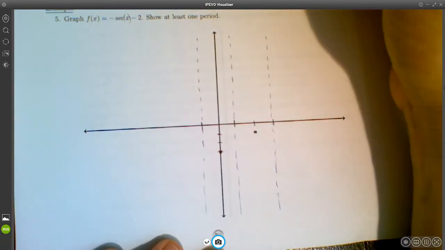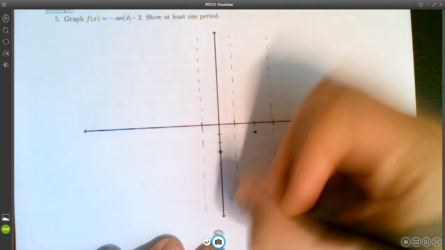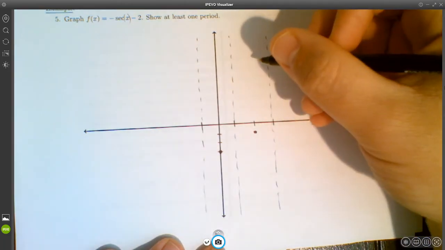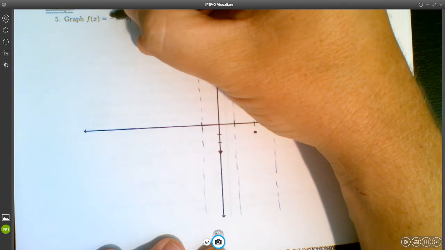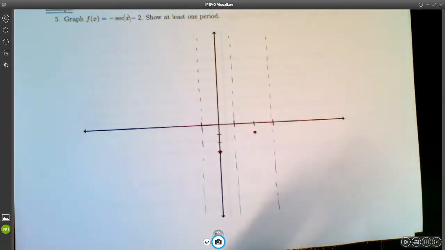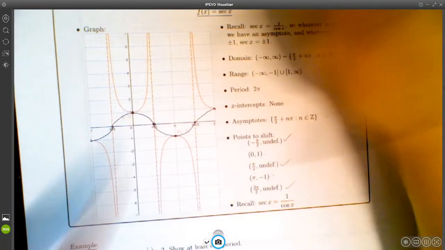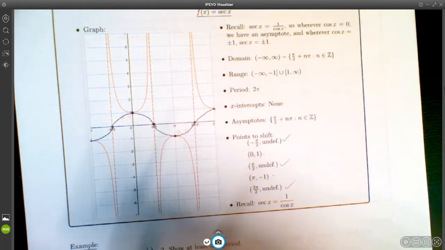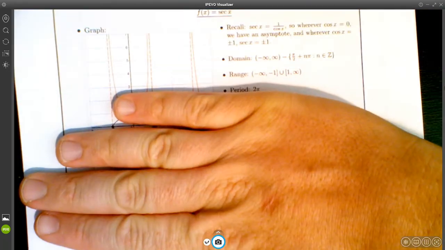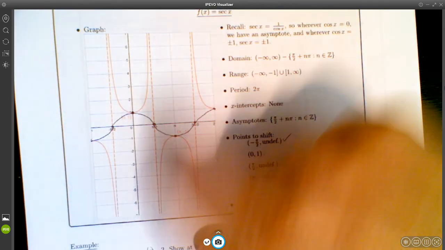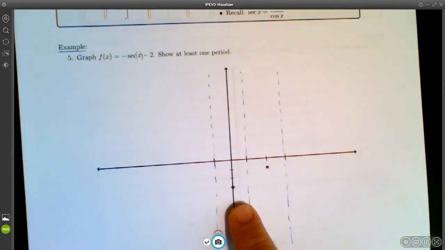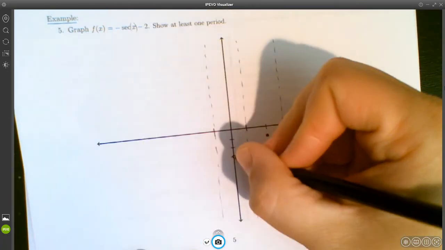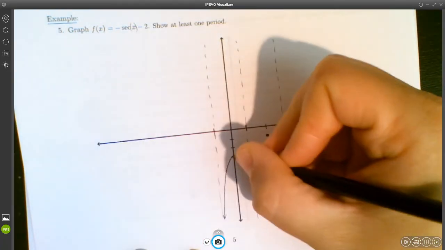What you should have instead is this one pointing down and this one pointing up. And that makes sense because of this negative sign here. We've flipped over the secant function. So even though the one that's opening up is usually on the left and the one that's opening down is usually on the right, if you flip that over, then you're going to get the one opening down on the left and the one opening up on the right. And that's exactly the scenario that we have here. So this is the picture you should get.